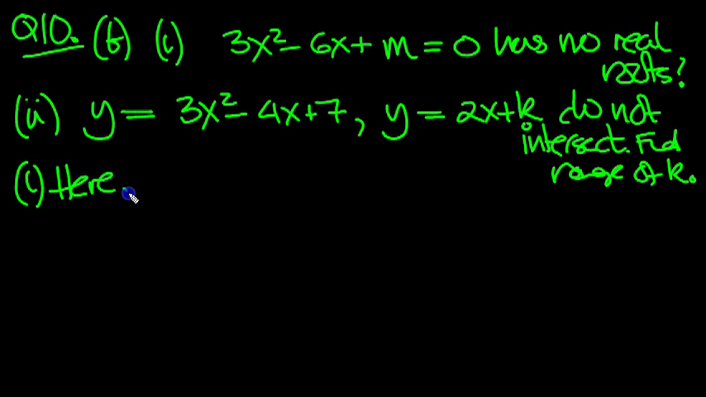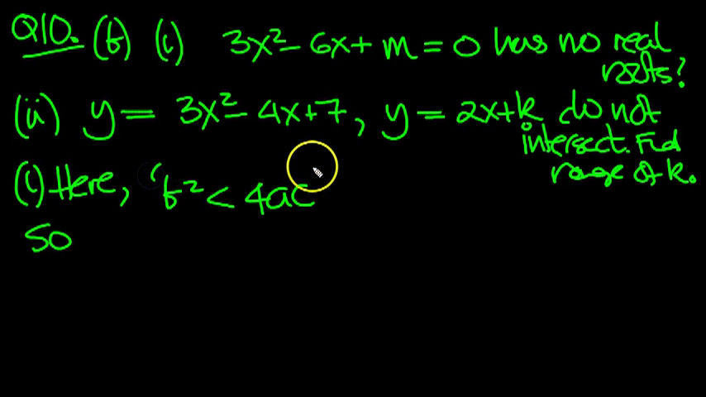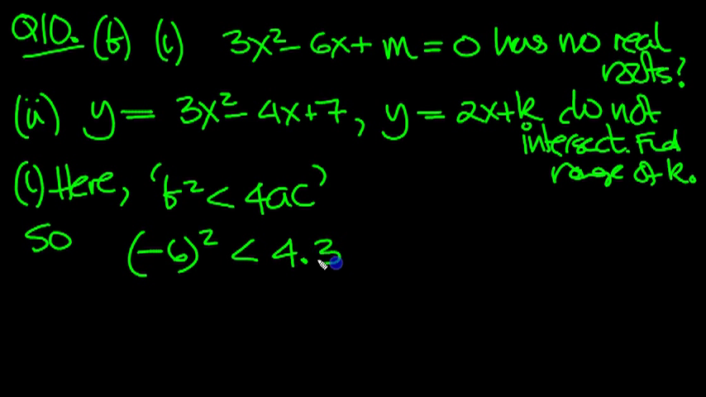So here, this equals 0 has no real roots. Well, for that to be the case, b squared must be less than 4ac, mustn't it, for no real roots. So that's what we've got then. B squared is minus 6, so it's minus 6 squared is less than 4 times a, which is 3, times c, which is m. So that tells us then, and I'm going to read it from right to left, that 12m, which is what we've got here, is greater than, reading from right to left, minus 6 squared is 36.